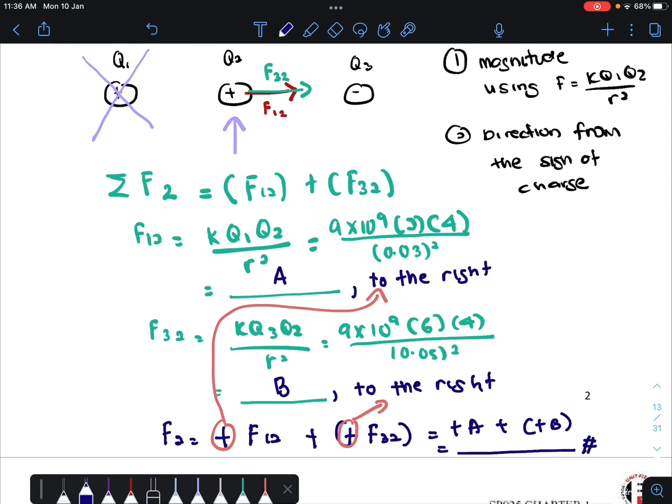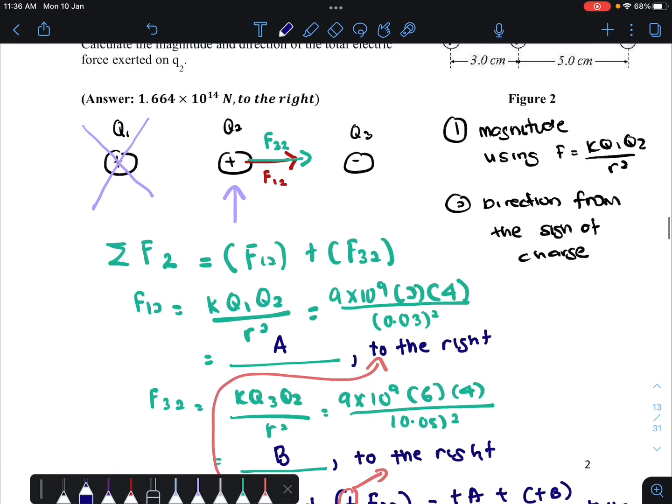For this final answer, if you still get a positive, it means it is to the right. There must be a direction. In the final answer you will get a value, and if your answer is positive, it indicates that it is moving to the right. Overall, it will move to the right.